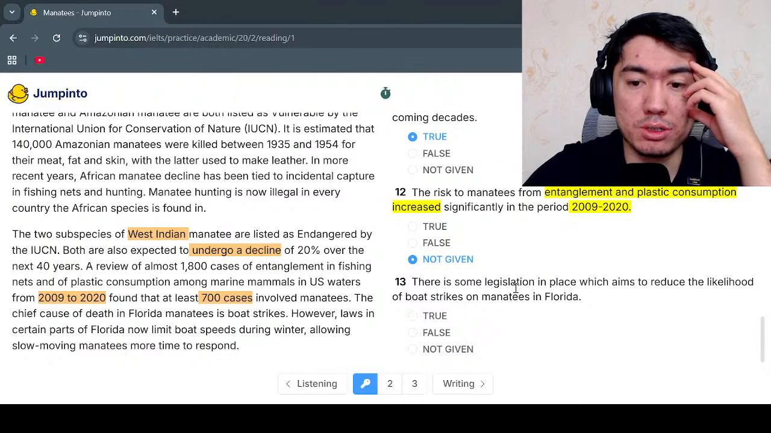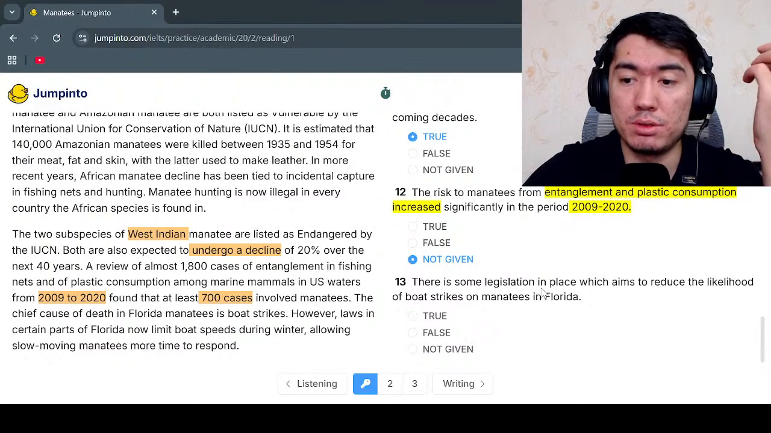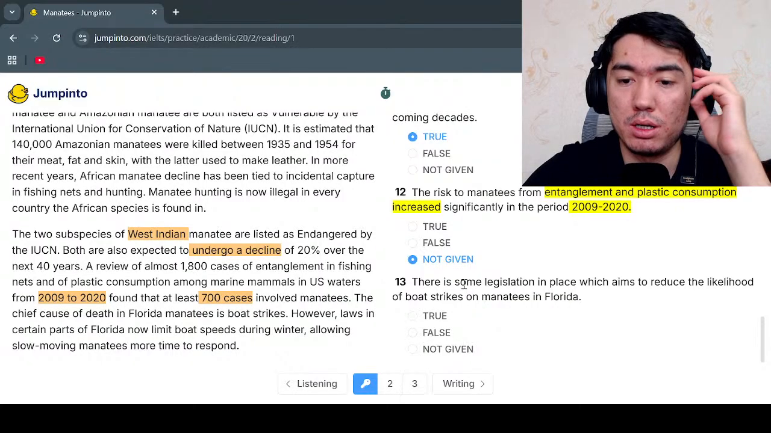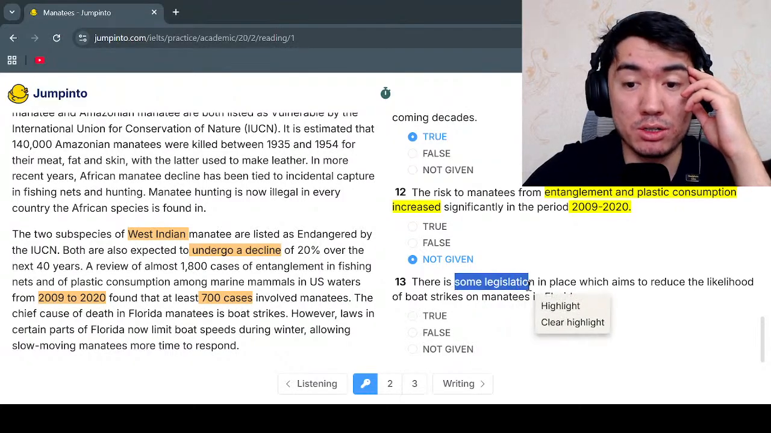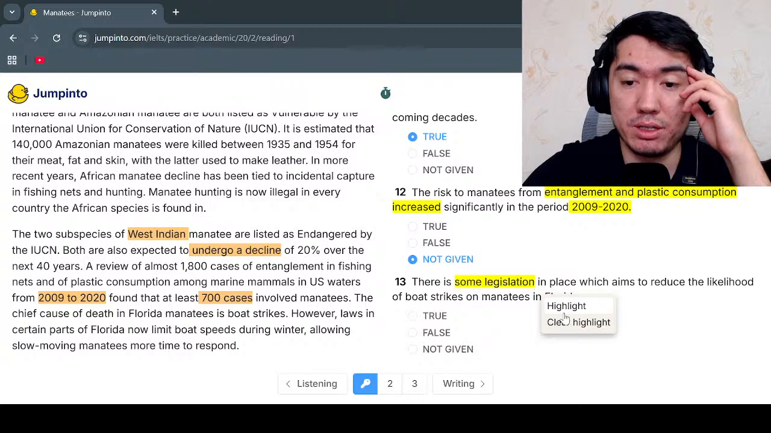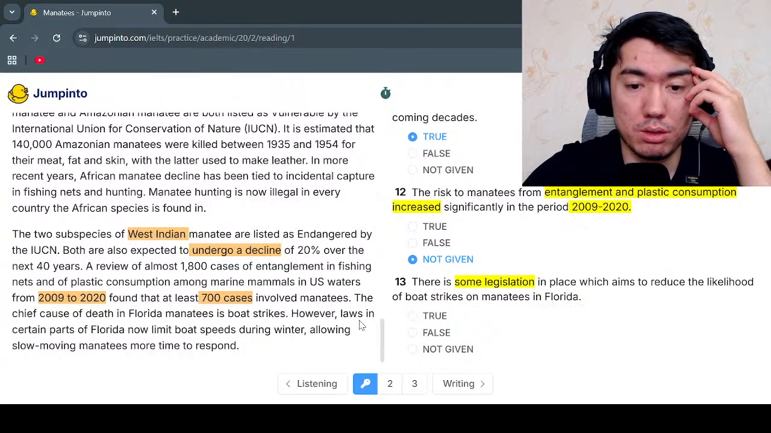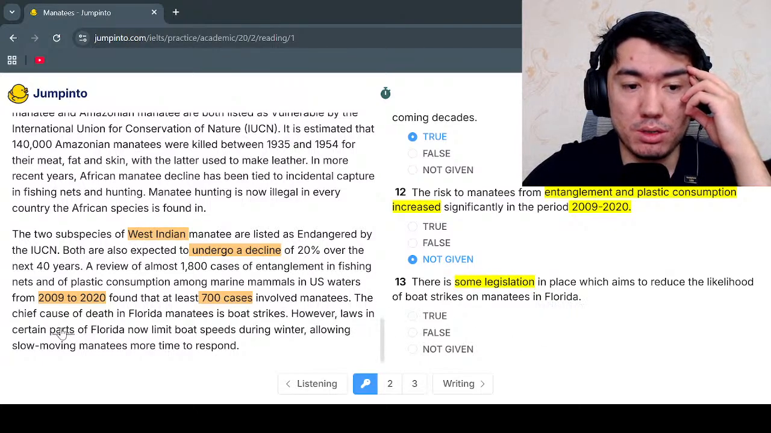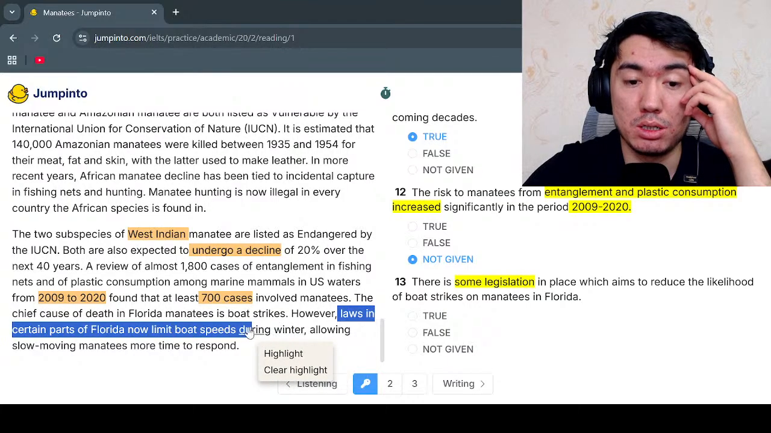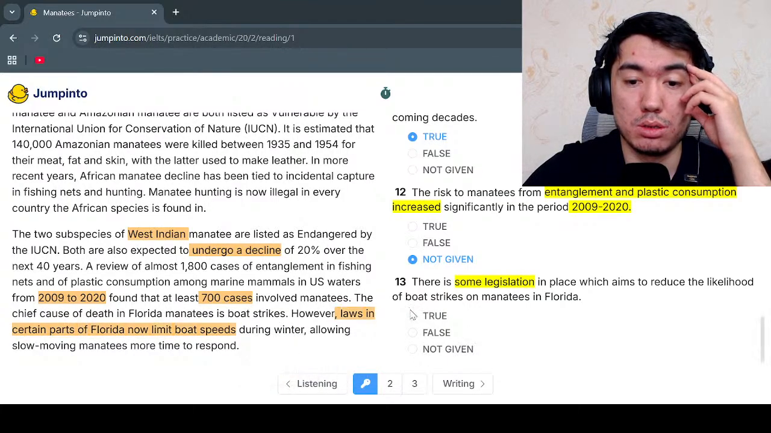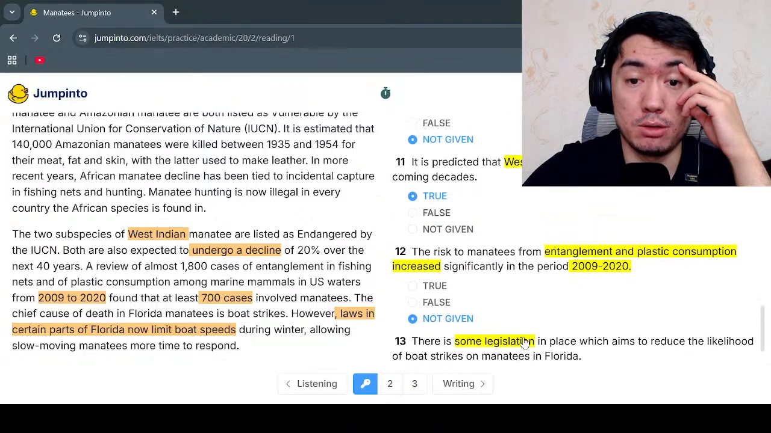There is some legislation in place which aims to reduce the likelihood of boat strikes on manatees. So is there some legislation? Is there a law that's trying to prevent this? In certain parts now limit boat speeds during winter. Yes, there are laws which limit boat speeds. And there you go.